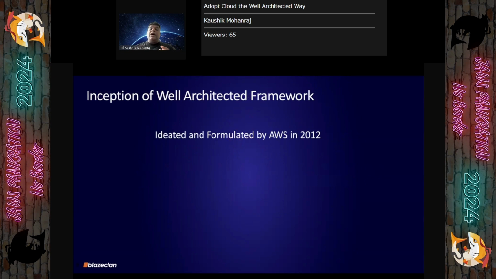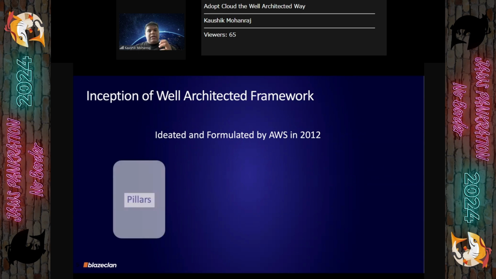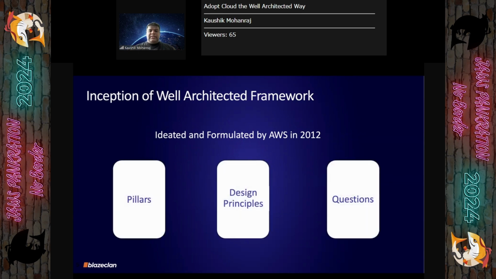The inception of the well-architected framework happened back in 2012 by AWS folks themselves. They worked with so many customers since 2006 and knew what the problems are. They said, okay, let's build a framework and share it with our customers and partners so that they can work around it and build a well-architected architecture. And they gave us three basic things. They gave us pillars, and there are six. Then under each of the pillars, they gave design principles, which we'll skim through today. There's a lot to discuss in each of these, but I'll give you an overview. And finally, they gave us questions.